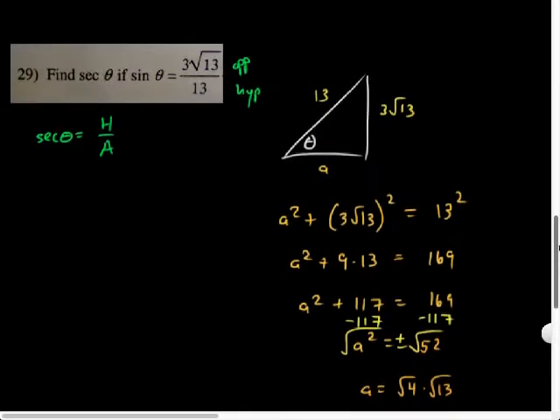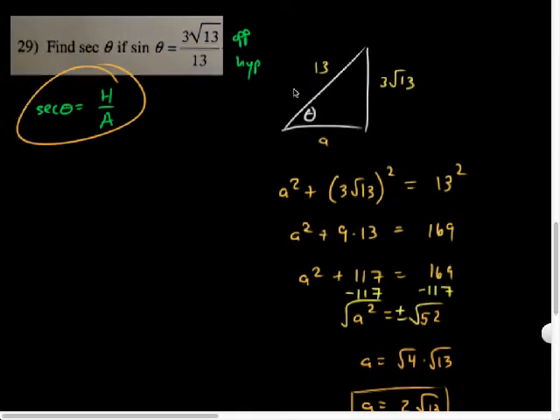Now, that's not my final answer, because they wanted the secant of theta. So this, I just found out, was 2 square roots of 13. So my secant theta is going to equal the hypotenuse, which is 13, divided by 2 square roots of 13. Right? Yeah, I think so. I was looking at this and thinking that was supposed to be the answer, but that's not. So that's why it was throwing me off. I was like, that's not going to happen.